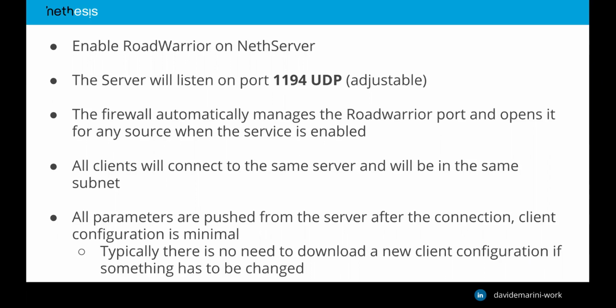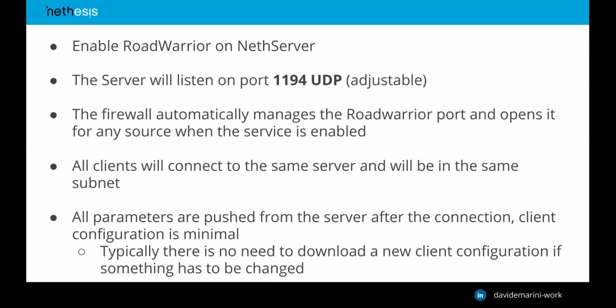Basically, OpenVPN is a service listening on port 1194 UDP for clients to connect. A client talks to the server, it authenticates, and then it will receive an IP address and other options. On NetServer, you just need to enable the Road Warrior server with a minimum set of parameters. After that, your NetServer will enable the OpenVPN Road Warrior service and it will start listening on port 1194, which is the default OpenVPN port. And it will open the same port on all RED interfaces.